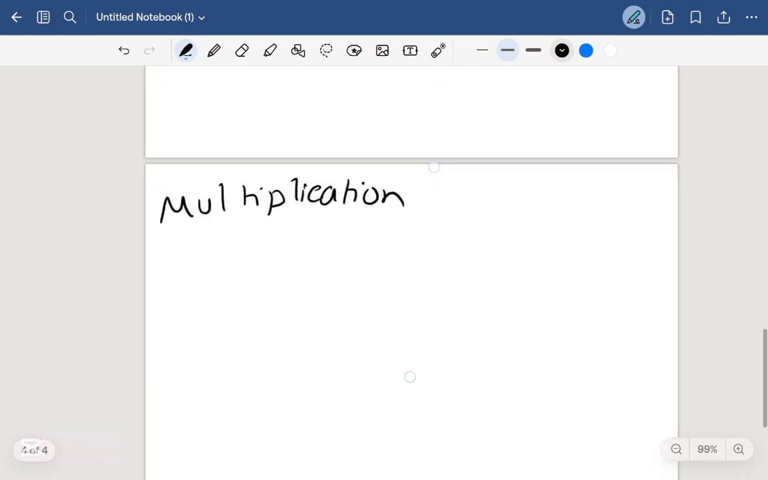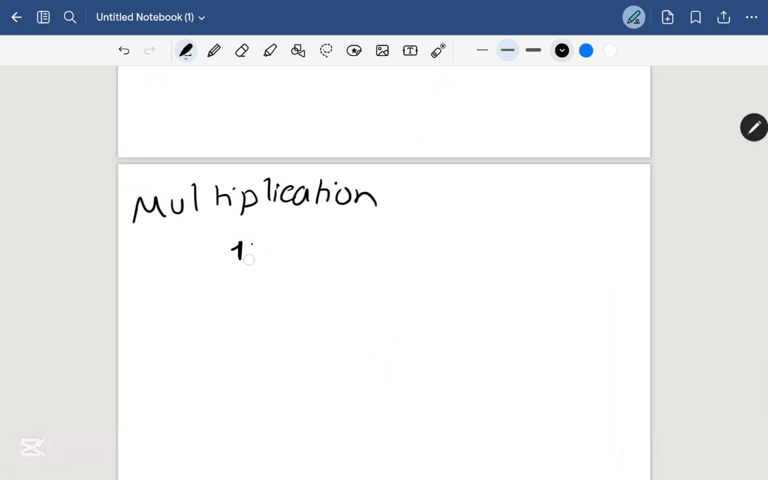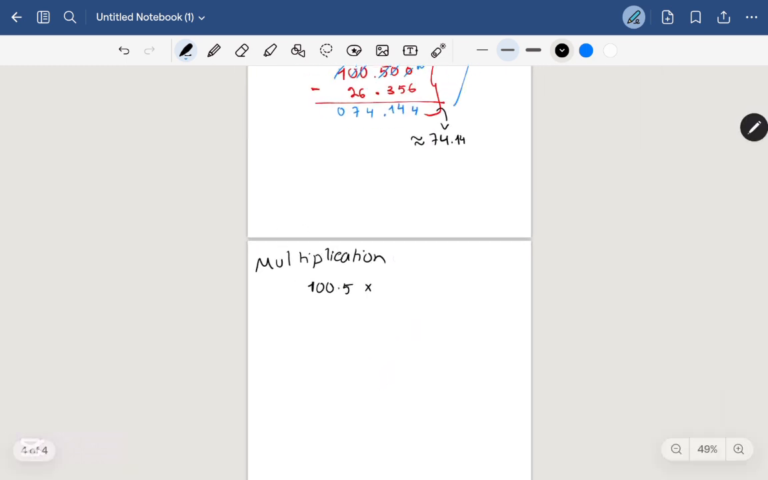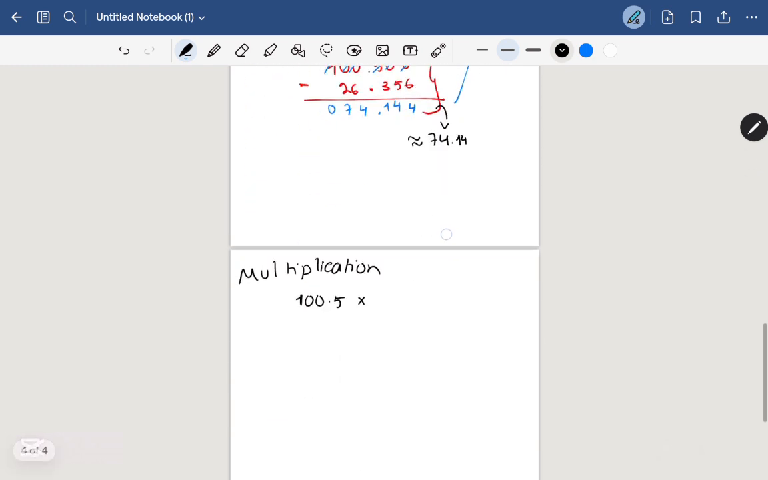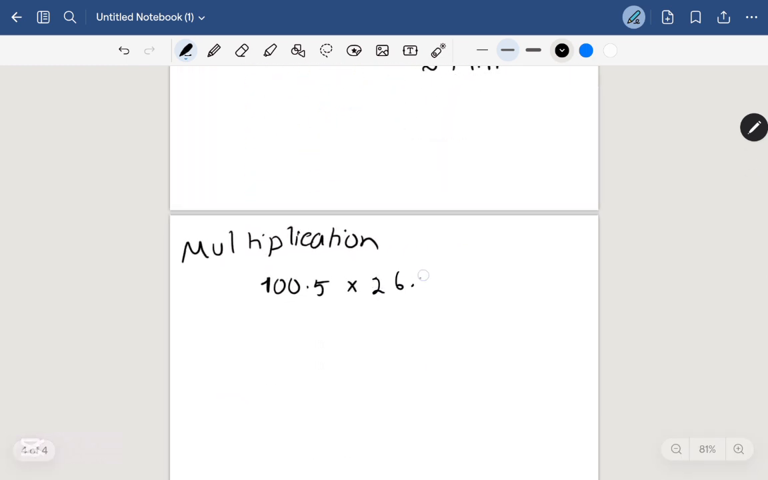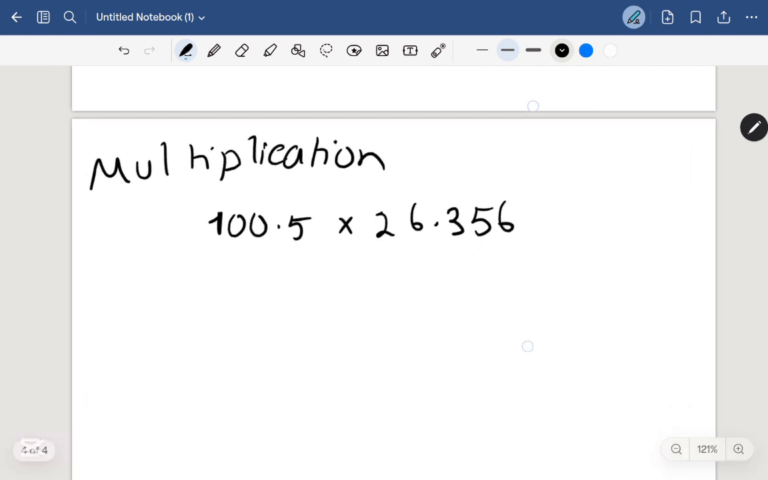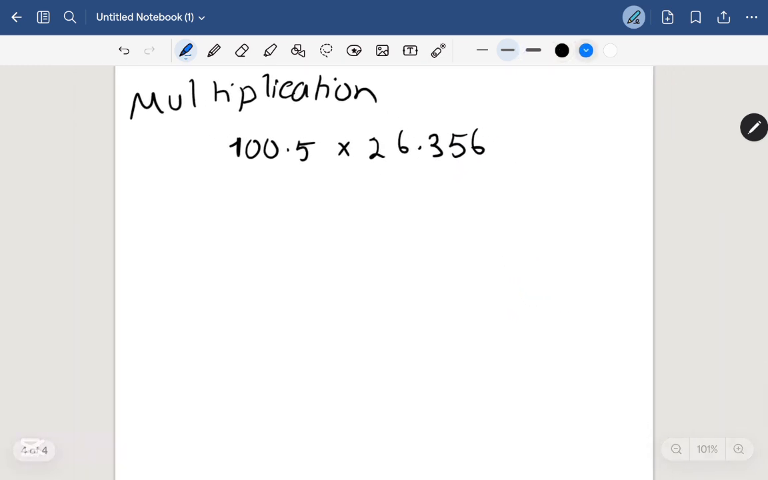Now we move on to multiplication. Let's take again our same example, which is 100.5. This time it is multiplied by 26.356. If this is the case, you're just going to do regular multiplication. 26.356 times 100.5, it doesn't really matter. Multiply it like normal numbers. I'm just going to use my calculator for this to be a bit faster. So here you will get an answer which is 264. Let's just say you multiplied them regularly.